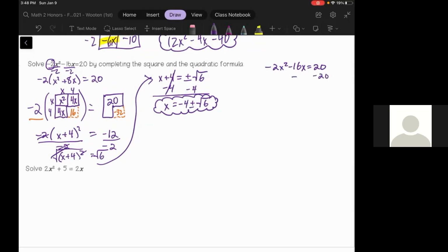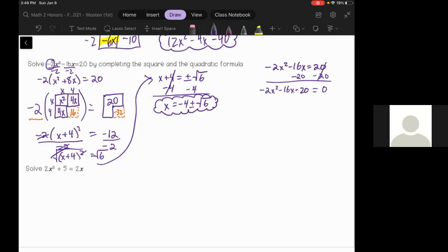Got to have it equal to 0 first. So take away 20 from both sides to make that side a 0. Then we have negative 2x squared minus 16x minus 20. And at this point, I could go ahead and just do the quadratic formula with a being negative 2, b would be negative 16, c would be negative 20.